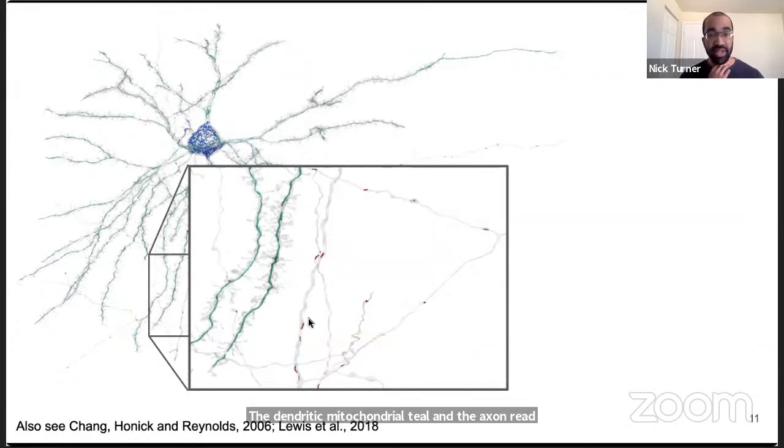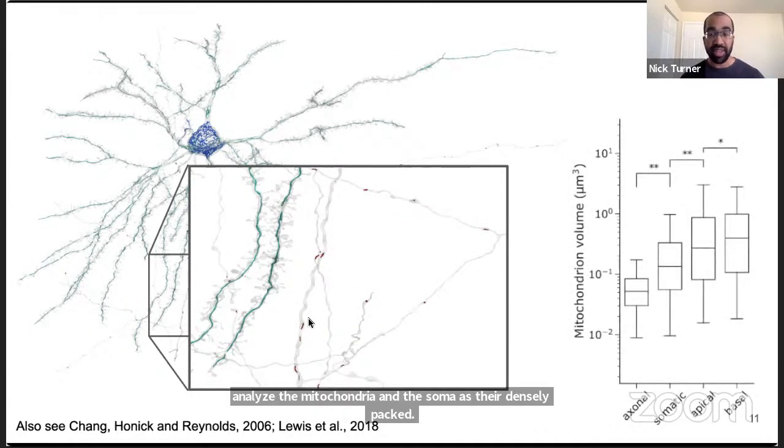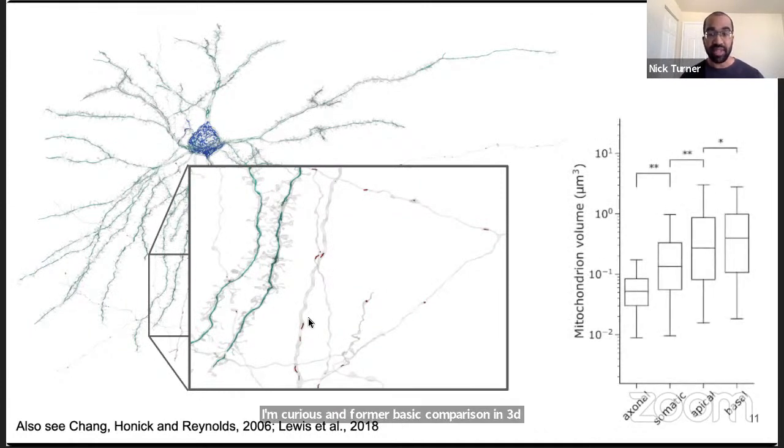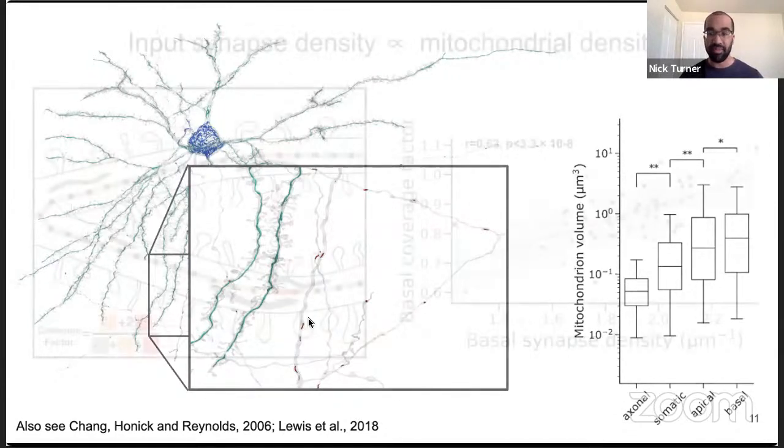However, it can be difficult using other methods to analyze the mitochondria in the soma as they're densely packed. Here we can form a basic comparison in 3D using the different compartments of a cell. And we see that somal mitochondria are statistically intermediate in size between those of axons and dendrites. I'll note that this is a log scale, so these differences are pretty significant. Birth or neogenesis of mitochondria occurs in the soma. So this suggests that mitochondria undergo a transformation or filtering process to enter the different neuron types, or neurite types, excuse me.